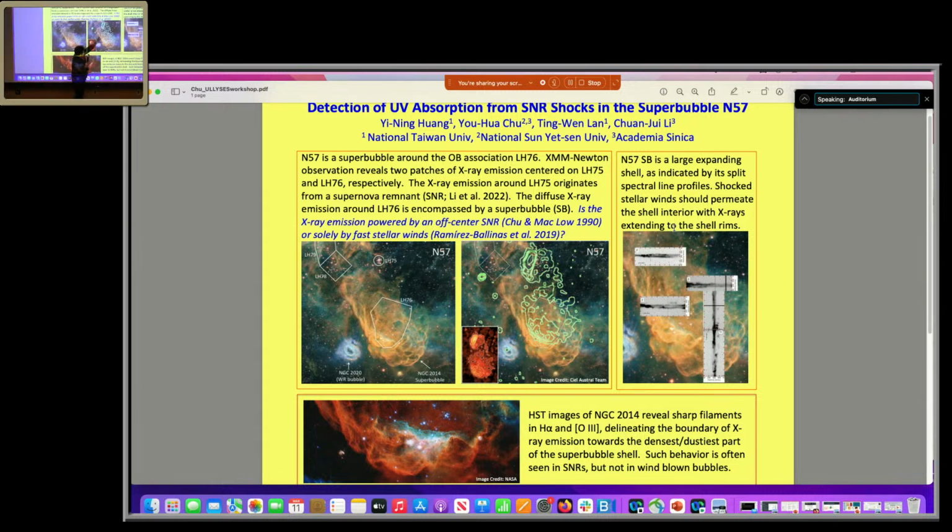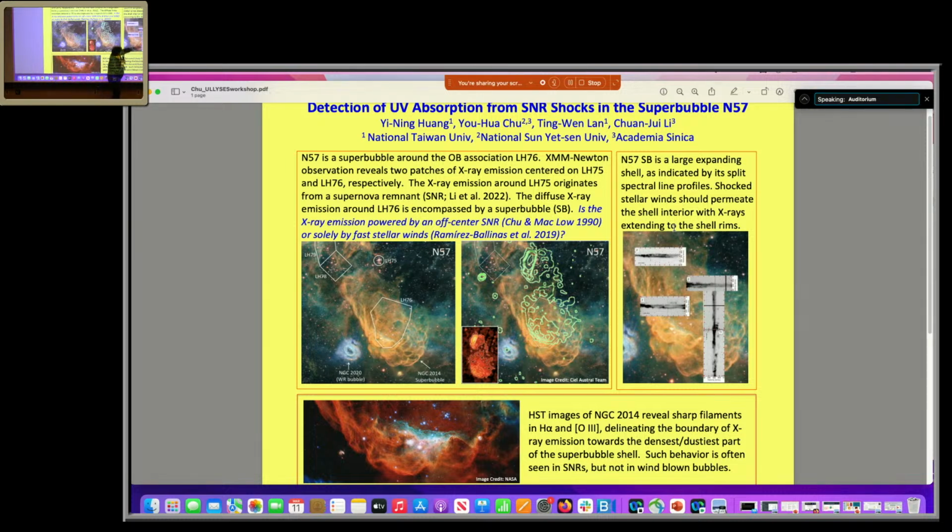Okay. So the question is whether this X-ray emission is purely caused by stellar wind, or whether it's a supernova remnant there. So there are 2 suggestions. One says it's a supernova remnant, one says it's pure stellar wind. Based on 3 pieces of evidence, we think it's a supernova remnant.